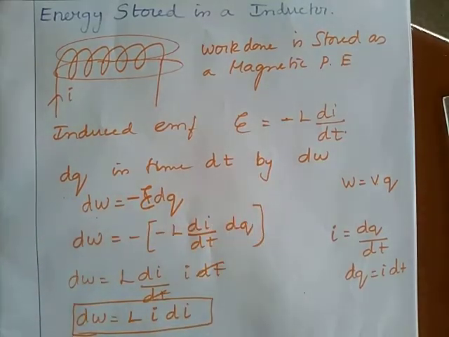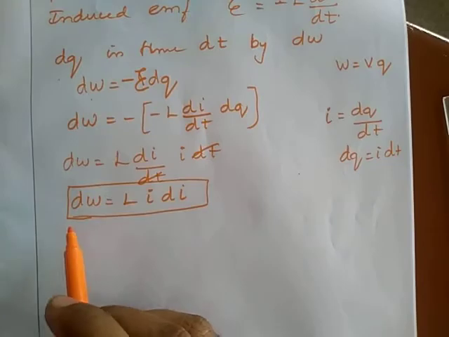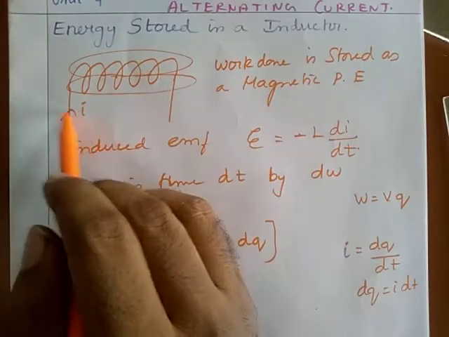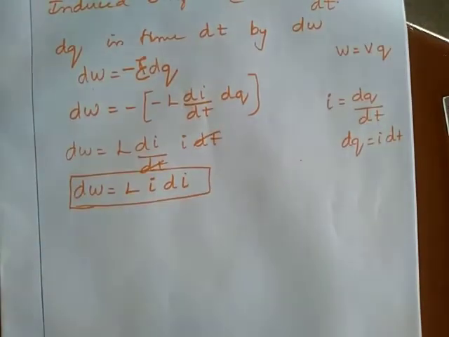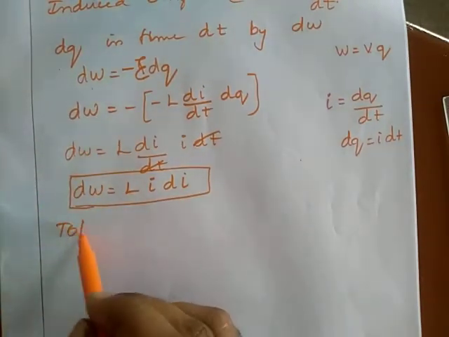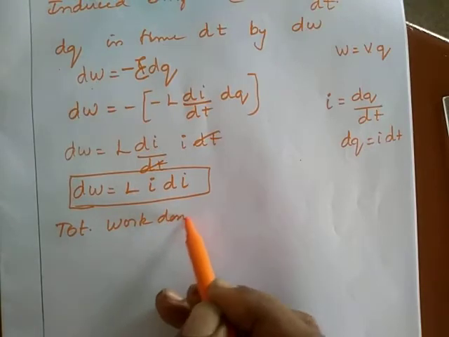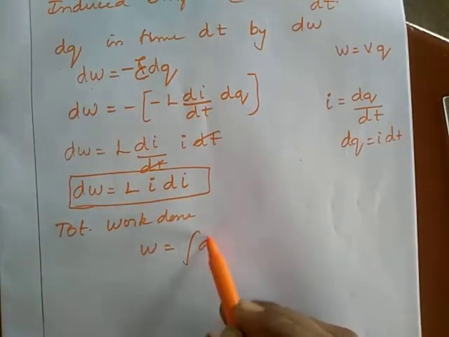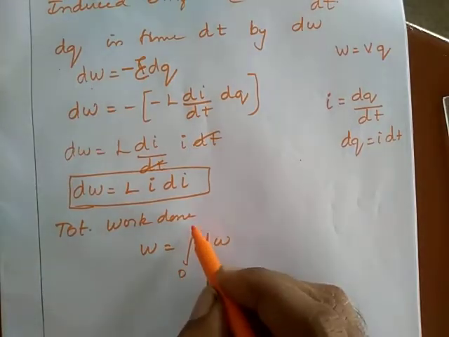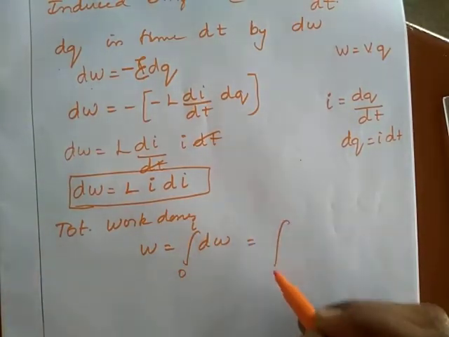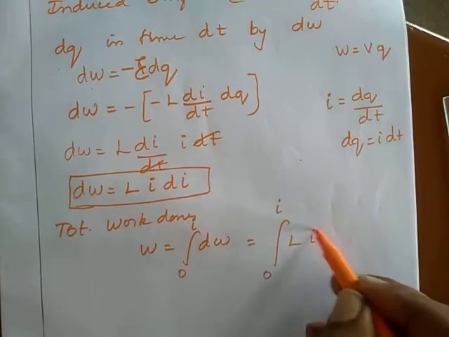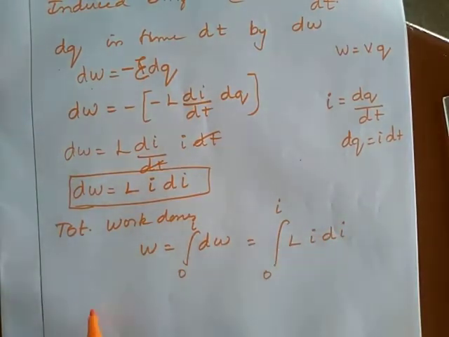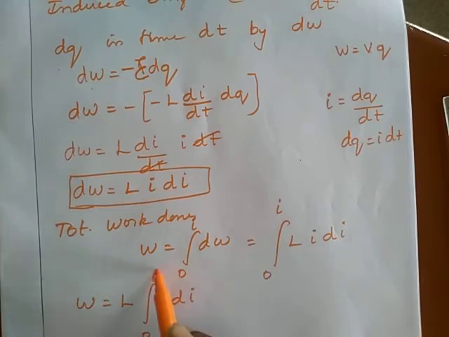We need the total work done to establish the current I in the solenoid. So integrating this small work done, the total work done W is equal to the integral of L I di over the limits 0 to the maximum current I. L is the inductance, a constant, so taking it out of the integral and integrating I with respect to di, we get W is equal to L I square by 2.